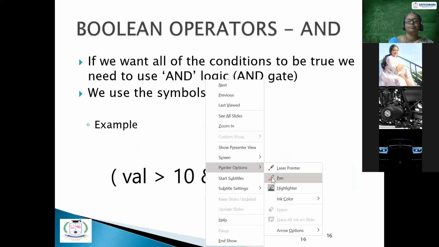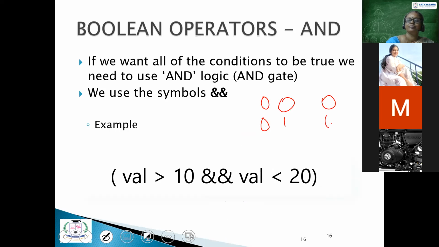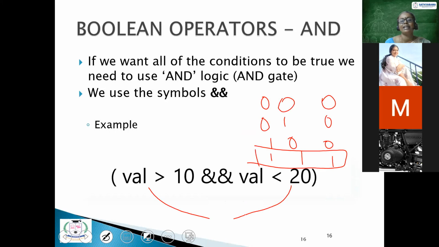And truth table: 0 0 0, 0 1 0, 1 0 0, 1 1 1. That means only if both are true will my output be true. So the value should be greater than 10 and the value should be less than 20. If both are true, okay. This is nothing but what operator? The AND operator.